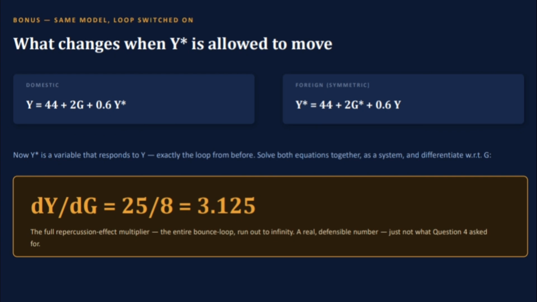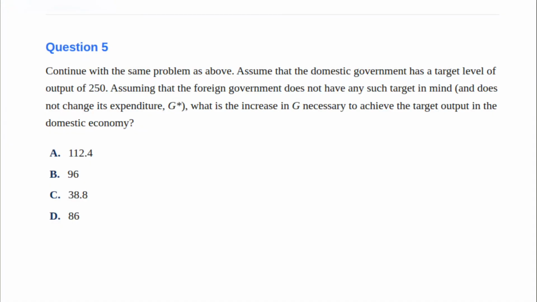This number is the full repercussion effect multiplier. It captures the entire bounce loop run out to infinity. It's a real differentiable number. Here's why all of this mattered. Look closely at question 5's wording.